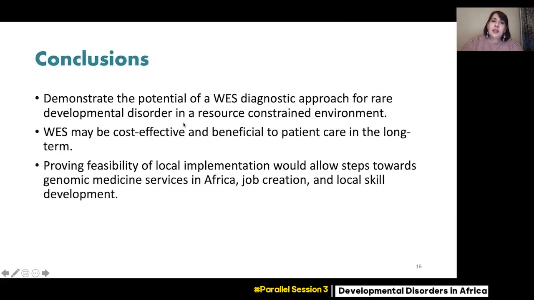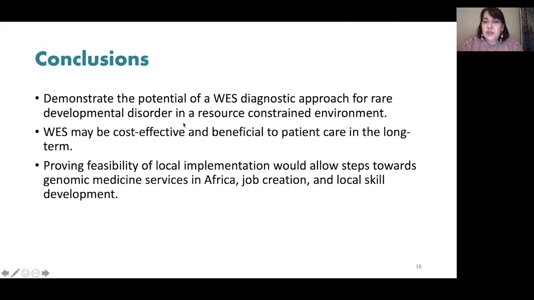So I hope that today I've demonstrated to you that our preliminary findings underscore the potential of an exome sequencing diagnostic approach for rare developmental disorders in a resource-constrained environment. We're gathering evidence that shows that whole exome sequencing will be cost-effective and beneficial to patient care in the long term. Although this test is currently still costed higher than traditional testing options, the question really is not how much will it cost, but rather how much will we save in the long term, both for the patient and the family, and also in the local public healthcare system.